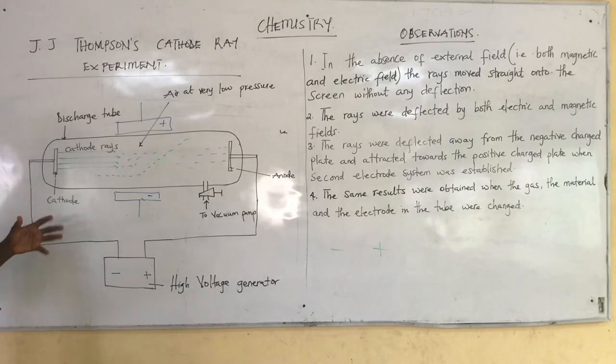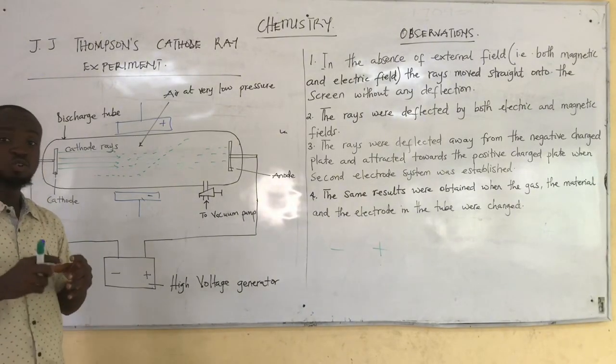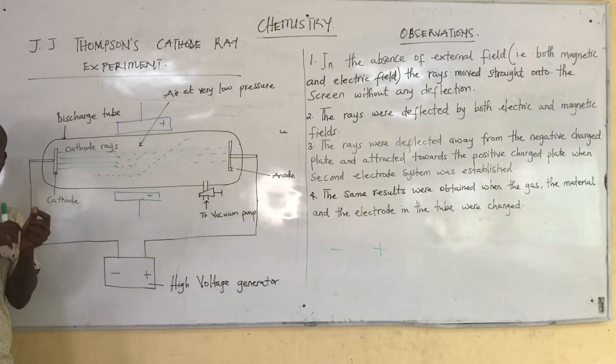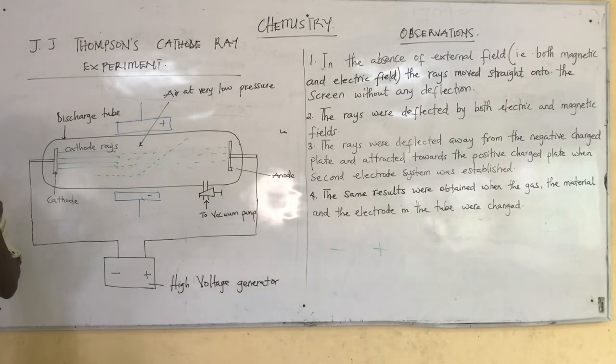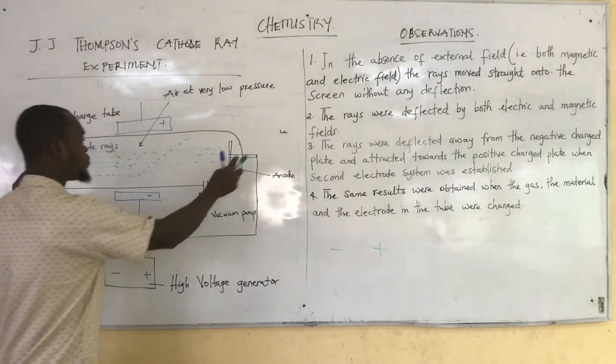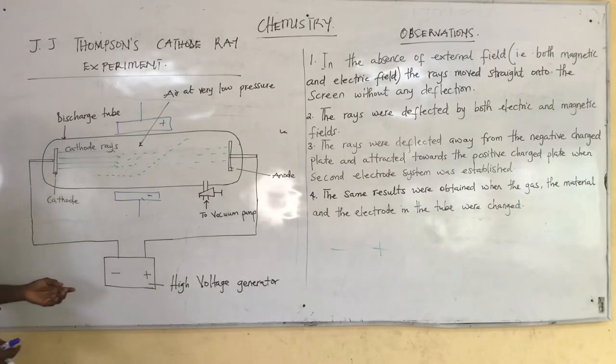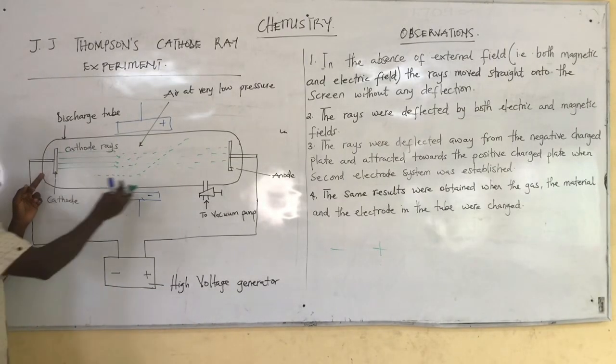So that is the cathode ray experiment. First of all, he used what we call the discharge tube or an evacuated tube. That is, air was pumped out of the tube so that the air pressure in the tube would be very, very low. And then he connected a high voltage, and this is a high voltage generator for our connection. Then he placed two electrodes in the tube.